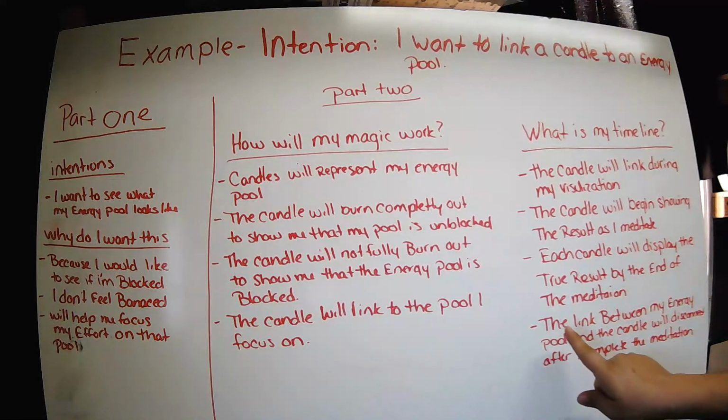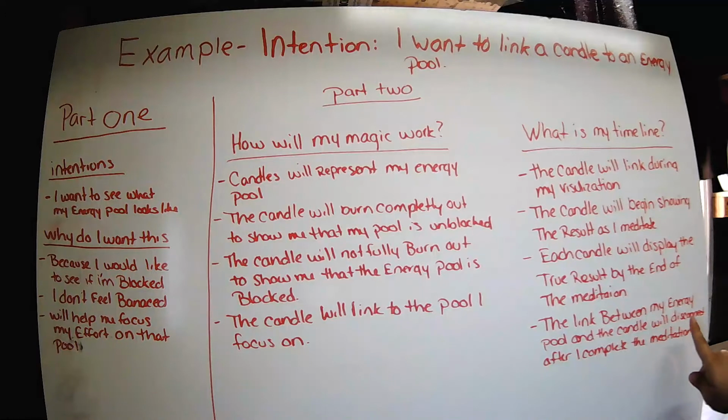Then I'm going to say the link between my energy pool and the candle will disconnect after I complete the meditation. Obviously, I don't want to keep myself linked to a candle. I want to lock up and close up my chakras after I'm done, so I want to let the universe know that that is how I'm going to do that. So, as you think about your intentions and your whys, start to expand on how your magic will work and set yourself a timeline, you'll begin to get a sense of being specific when it comes to writing your spells. So that's what I've got for you today.